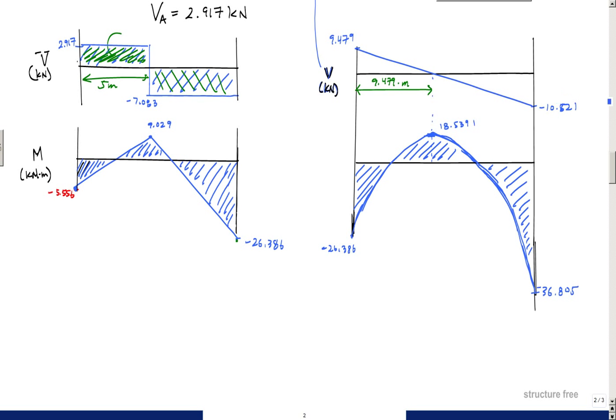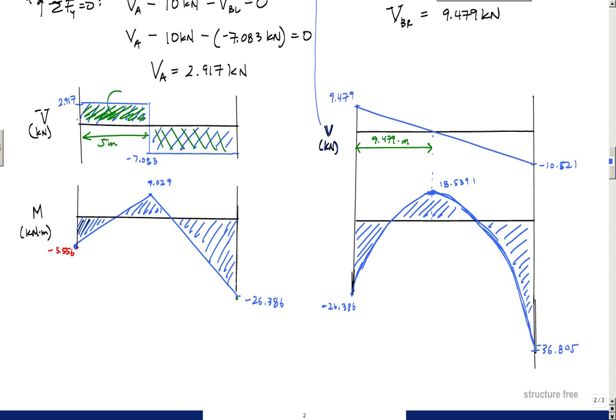All right, so here's my shear and moment diagram for member BC. Again, linear here with the 1 kilonewton per meter slope, and that's why the 0 occurs at 9.479 meters. And then I can calculate the area here, determine the change in moment, and here I get the peak positive moment of 18.539. This is moments all in kilonewton meters right here, and then this negative 36.805 to finish it off right here. So here's the shear moment diagram, and the answer, I guess, to this question started a long time ago, about 30 minutes ago.